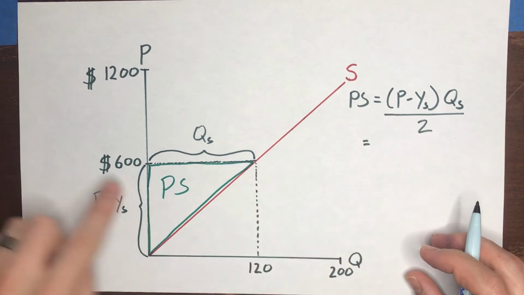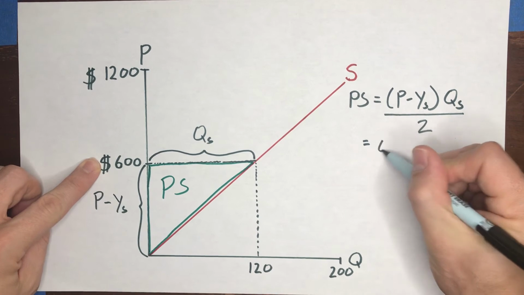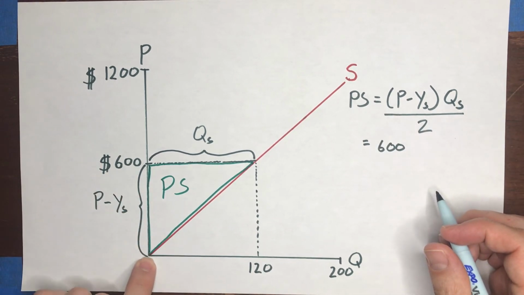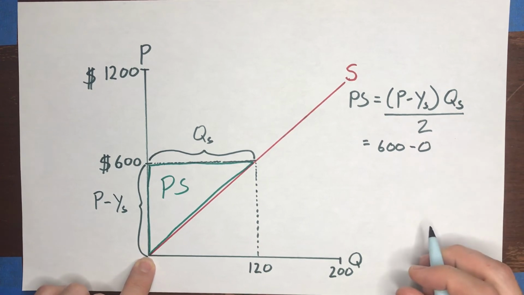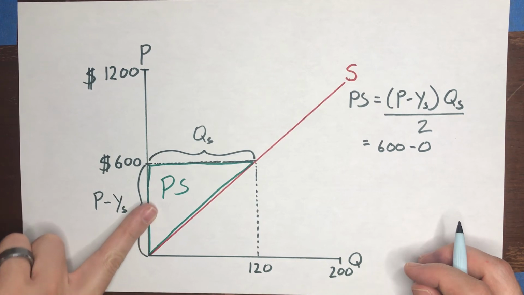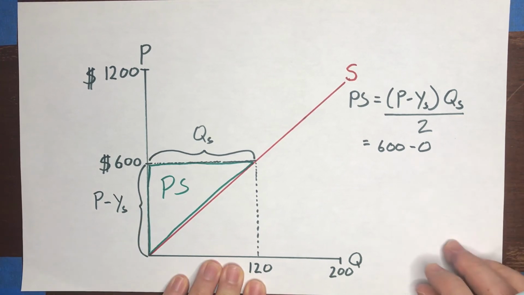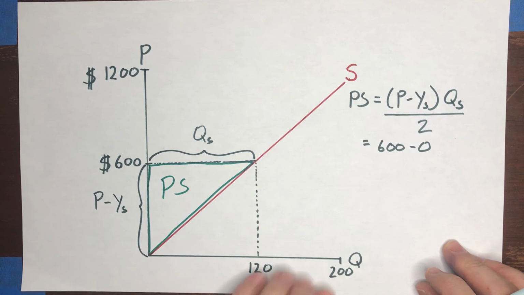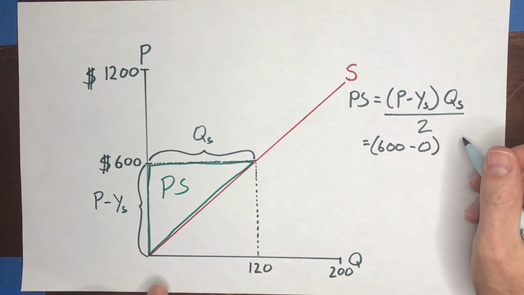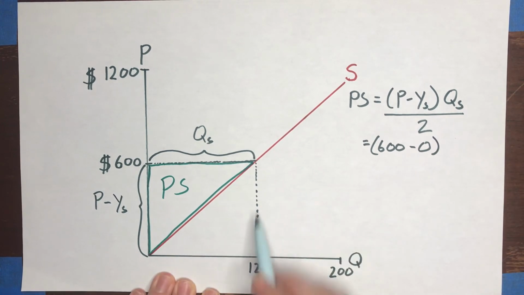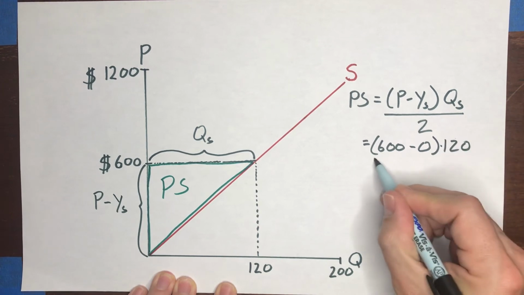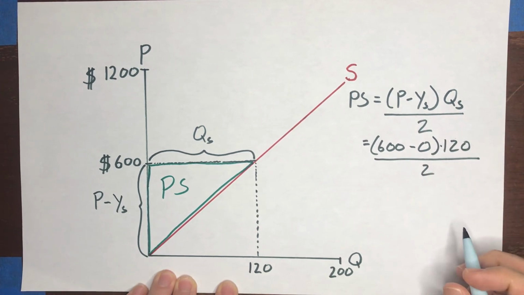The price that we're given is $600. The y-intercept of this particular supply curve is 0. Now, if this supply curve hit the y-axis at $100 or $200, that's what we would be plugging in there. But it goes through the origin, so we're subtracting 0 from the price. Quantity of units supplied, we've got 120 units supplied at that price. And we divide by 2.